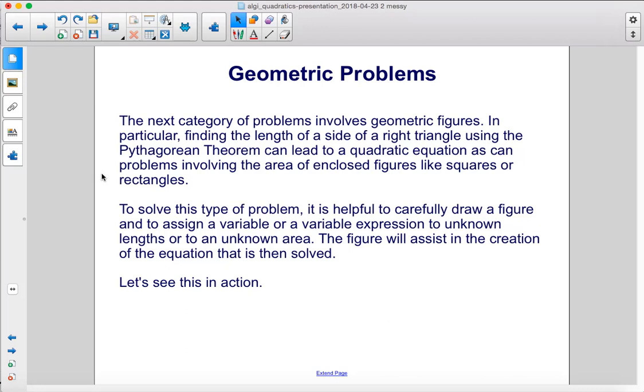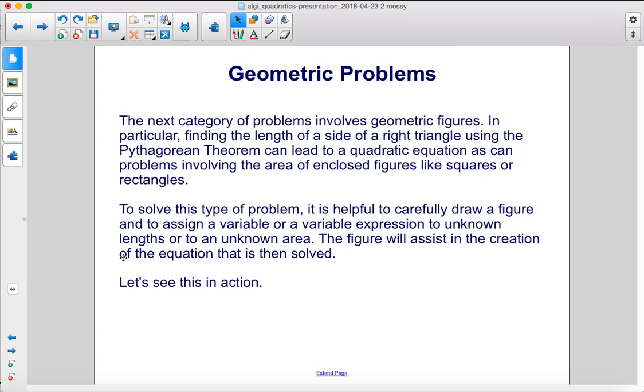The next category of problems involves geometric figures. In particular, finding the length of a side of a right triangle using the Pythagorean theorem can lead to a quadratic equation, as can problems involving the area of enclosed figures like squares or rectangles. To solve this type of problem, it is helpful to carefully draw a figure and to assign a variable or a variable expression to unknown lengths and/or unknown areas. The figure will assist in the creation of the equation that is then solved.